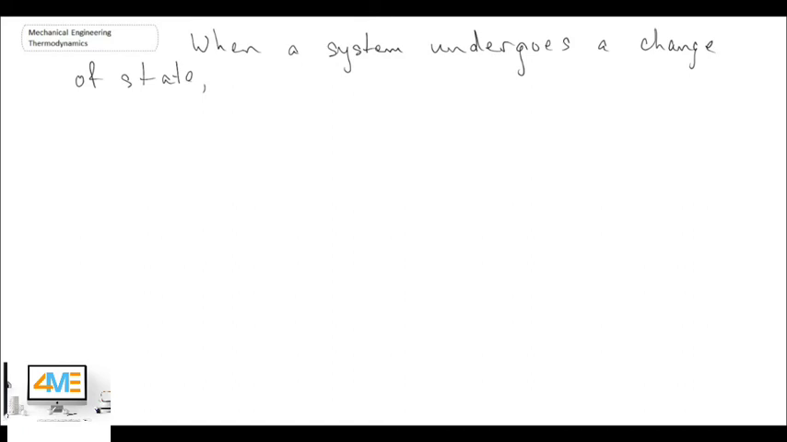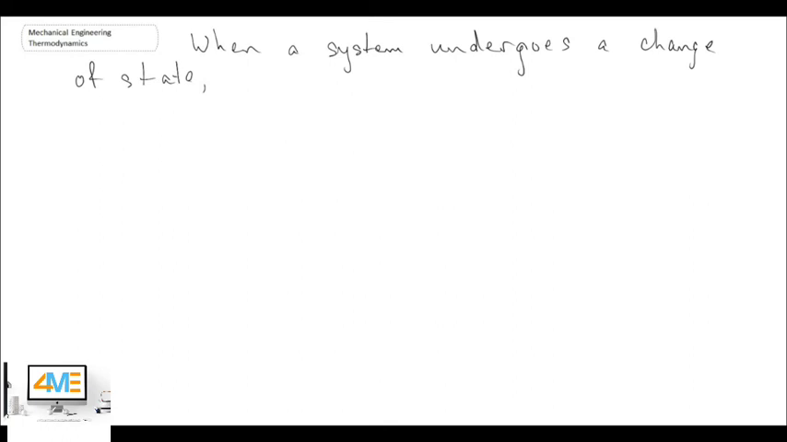Now, when a system undergoes a change of state, so like we're just looking on that process diagram going from state 1 to state 2, the change in the properties, or the change in the value of the properties, does not depend upon the process connecting the two end states. So you can go through any process path, and the properties at either state 1 or state 2 will not change. However, the work or the heat transfer could change depending upon the process path.